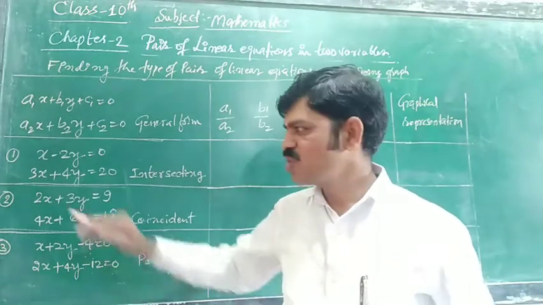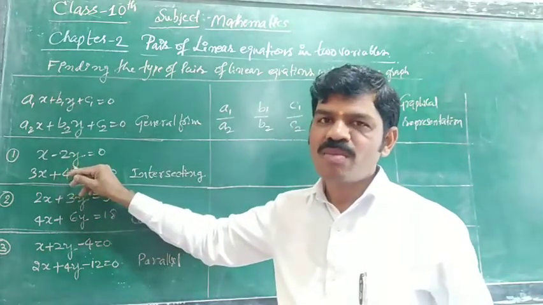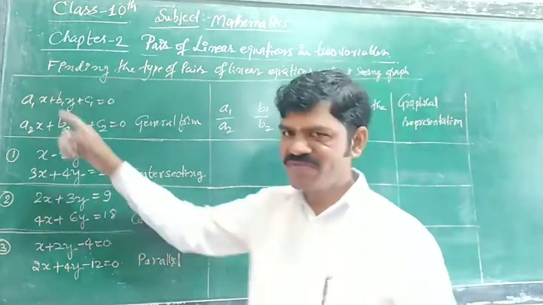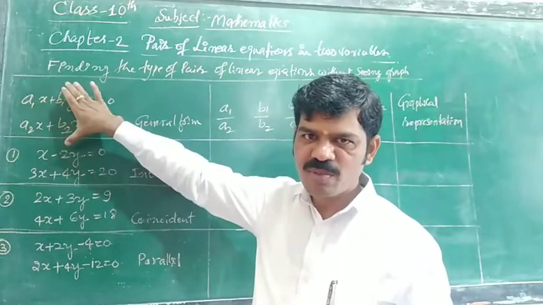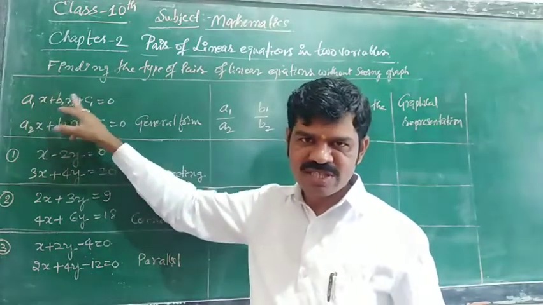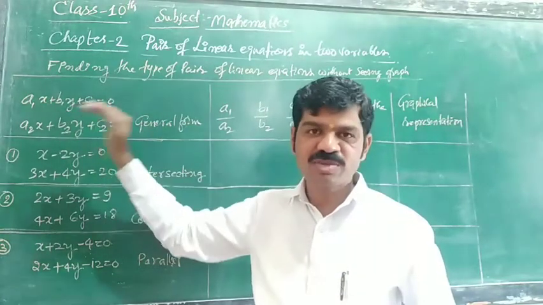That's it. So in my first problem, the coefficients, see here, coefficients in the sense, this is the general formula, we need to recall it. a1x plus b1y plus c1 is equal to 0. This is the first pair of linear equations.